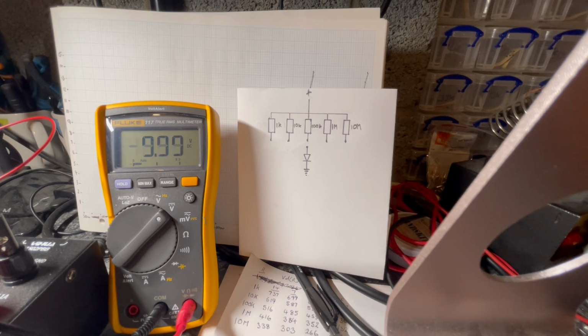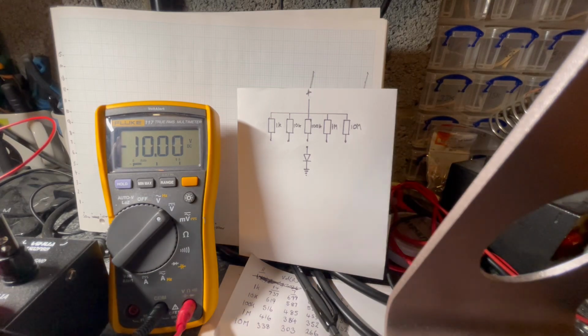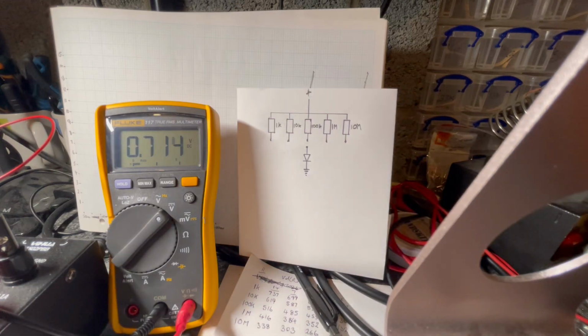So at the moment we're reading, as near as I can get it, 10 volts. So that's on the 1k resistor, which is equivalent to 10 milliamps. So now we're going to switch to the voltage across the diode. We're getting 740 millivolts, which is about what you'd expect. So that is at 10 milliamps.